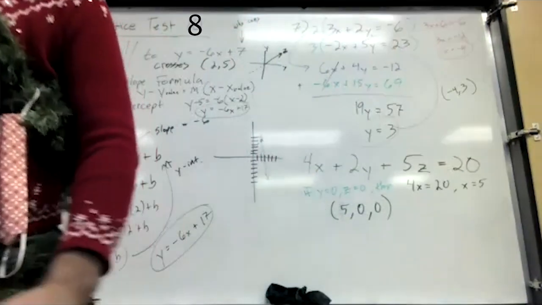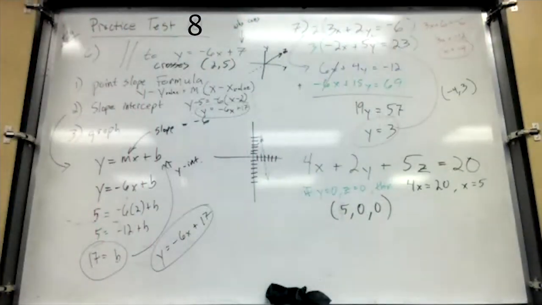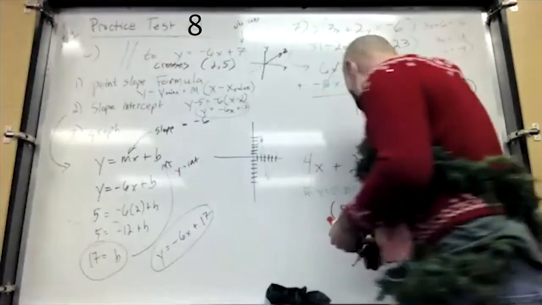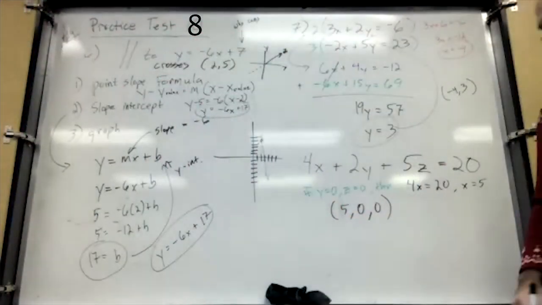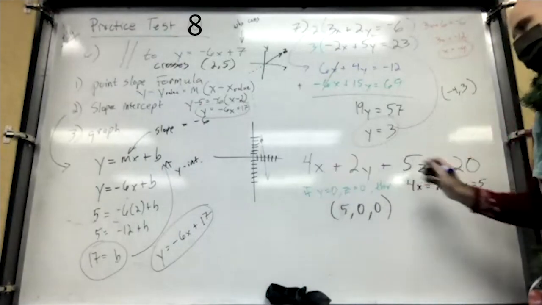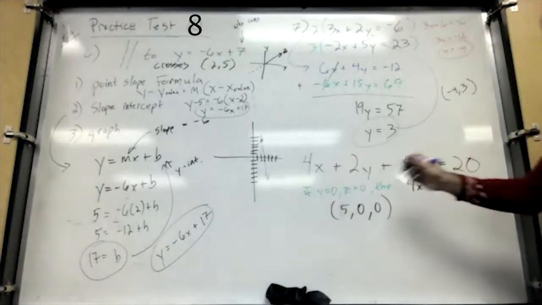Okay, so you can put that in the x-axis: 5, 0, 0. That's the intercept. Yep, 5, 0, 0. And then you set x and y to 0 and find z. So x and z to 0 to find y, and x and y to 0 to find z.